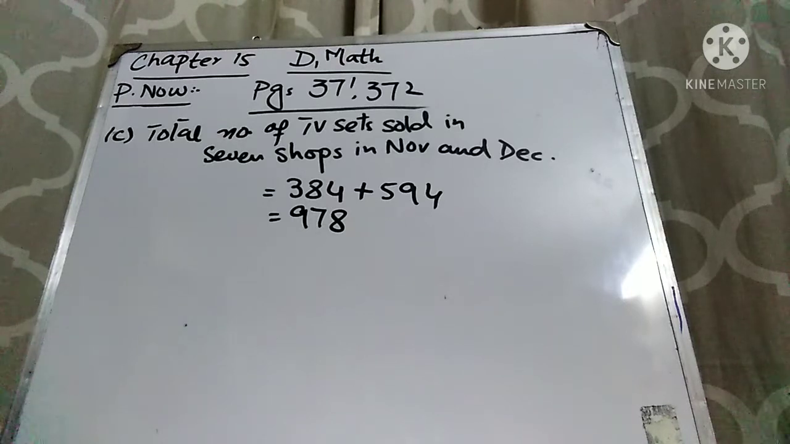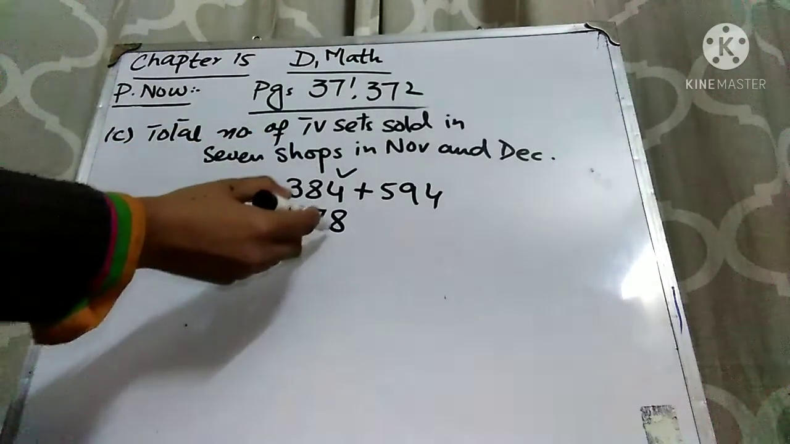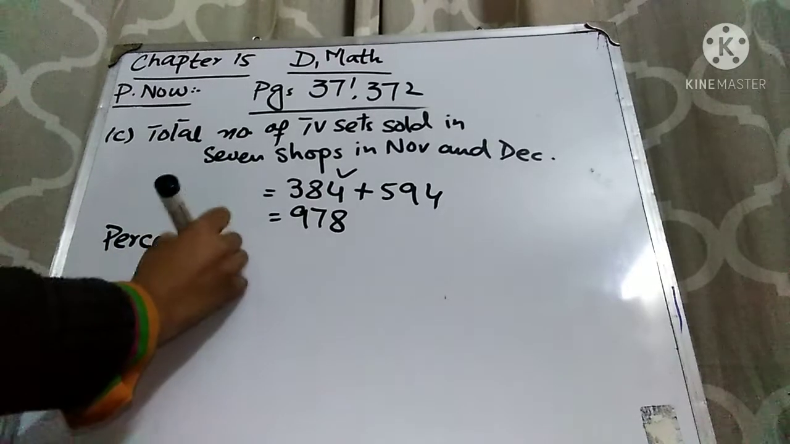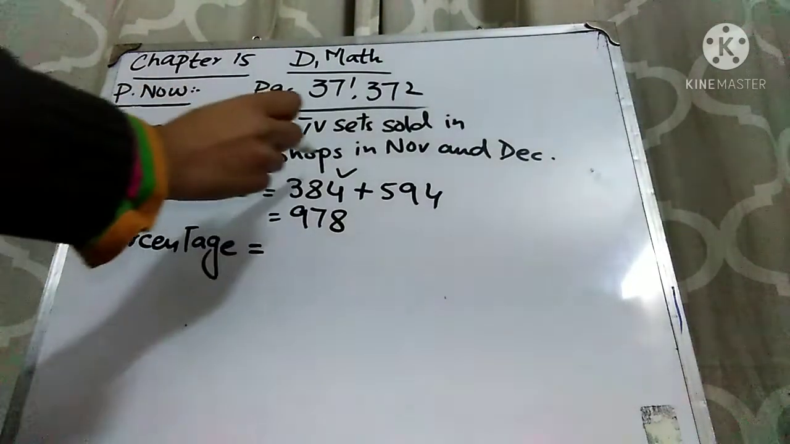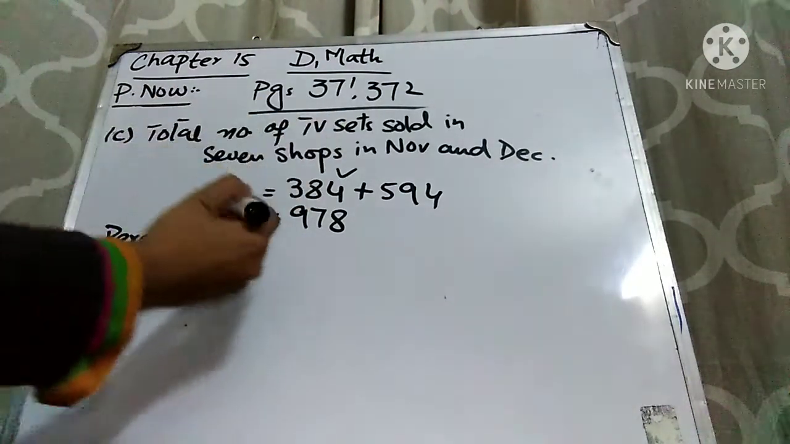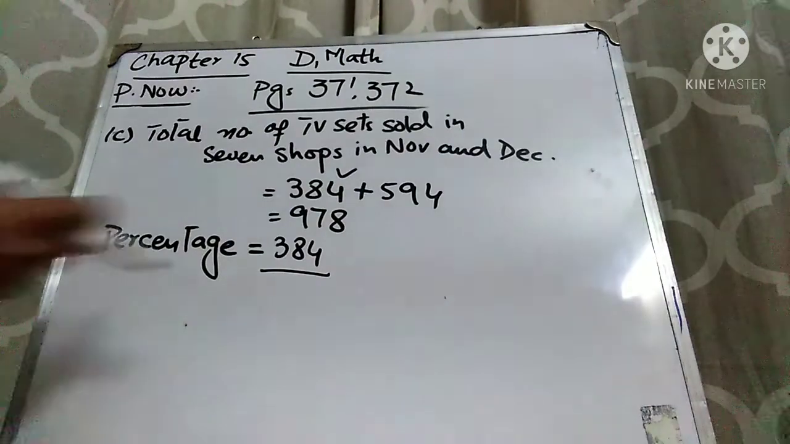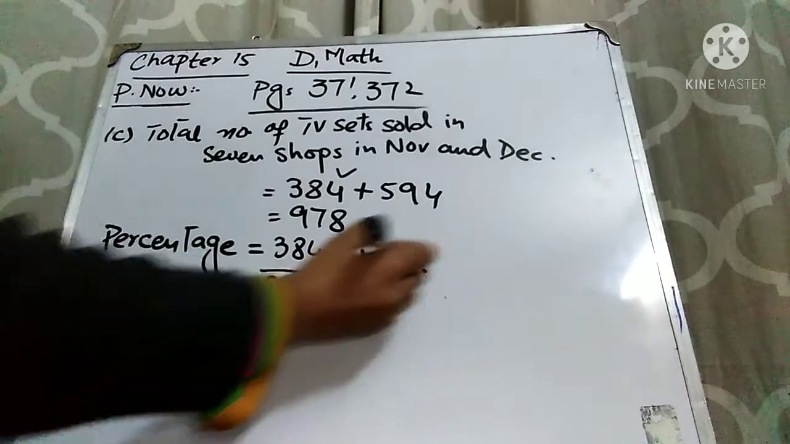Now we have to find the percentage. We have to express the total number of TV sets sold in November, which is 384, with the total number. The formula to find the percentage is given number divided by total number multiplied by 100%. The given number is 384, and the total number is the total number of TV sets sold in both months. To find the percentage, you multiply it with 100%.